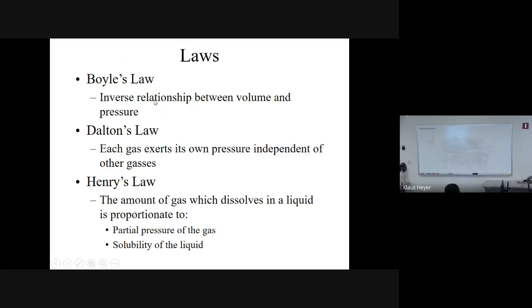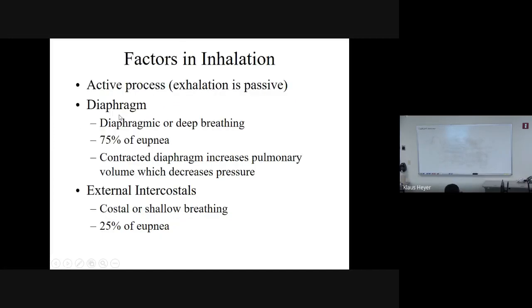If the lungs get bigger, meaning that the volume goes up, that means the pressure is going to go down. Inverse, the opposite. So the lungs are going to get larger, and that's going to cause the pressure in the lungs to go down. And you're going to make the pressure in the lungs at that point lower than the pressure of the ambient air, the air around us.